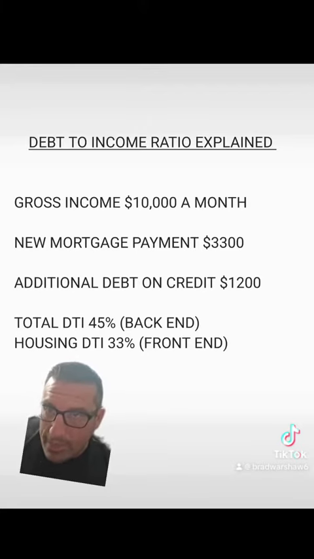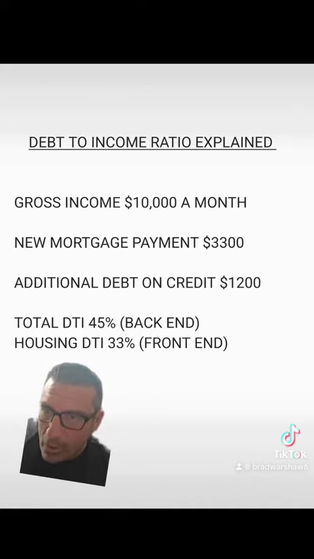So you make $10,000 a month. Your mortgage payment is $3,300. You have $1,200 in other expenses. Your total debt to income ratio is going to be 45% because you're going to add your mortgage payment $3,300 plus $1,200. That's $4,500. Out of 10,000, that's 45%. So that's what the bank's going to say that your debt to income ratio is.